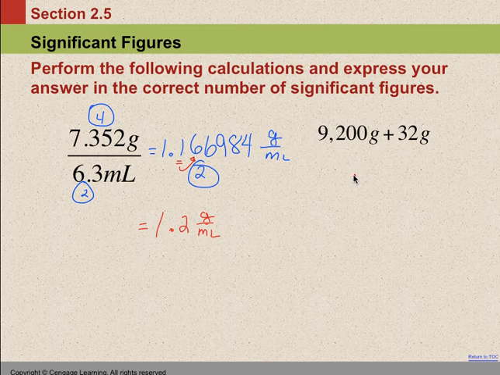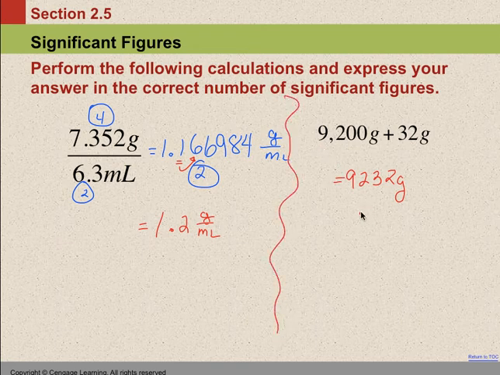Adding these two numbers, I have 9,232 grams. Looking at this number, the zeros here, there's no decimal point, so this is my estimated digit. This is the hundreds place. This is the ones place. The hundreds is farther left. I'm going to have to round to this place. I look at the digit following it. It's less than 5, so I'm going to leave this number alone. My answer should get rounded to 9,200 grams.